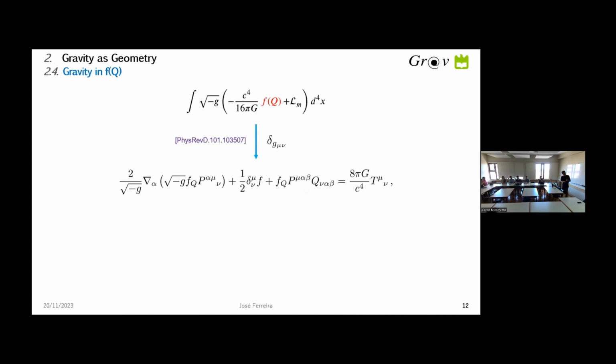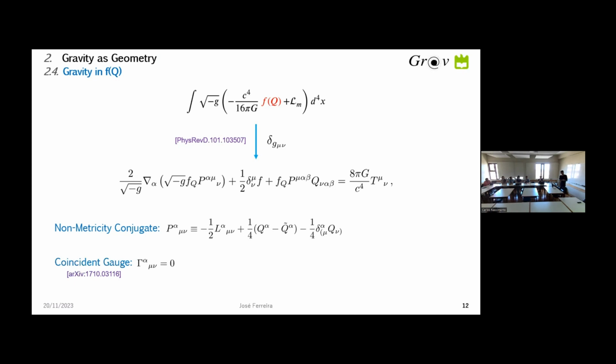Okay, right. Now, what does the gravity look like? If we are to vary the action with respect to the metric tensor, as usual, instead of obtaining the usual Einstein field equations, we obtain a set of modified field equations where the argument Q was dropped for simplicity, and this index Q denotes the derivative with respect to the non-metricity scalar. This tensor P is simply called the non-metricity conjugate, which is defined as follows.